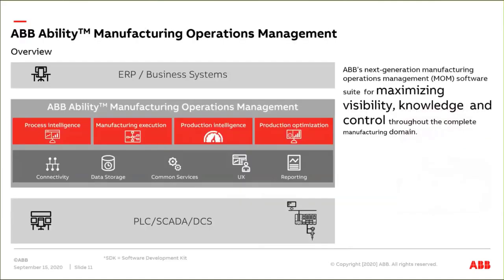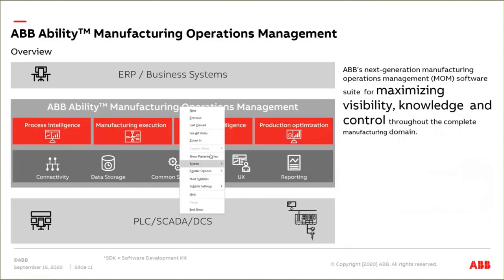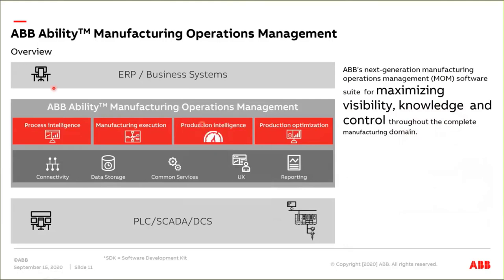And in this picture here, you see the platform of our MOM, ABB Ability Manufacturing Operations Management, in the middle. Let me show you the pointer, excuse me. So in the middle here, you see our ABB Ability Manufacturing Operations Management suite, which is on one hand connected to the ERP system or the level 4 applications, but it can also be CMMS and PLM systems, which are enterprise type applications. And then on the other side, we have connectivity to the shop floor, which can be PLCs, SCADA or DCS. And here, of course, we like it if it's our automation, but we are also agnostic here.